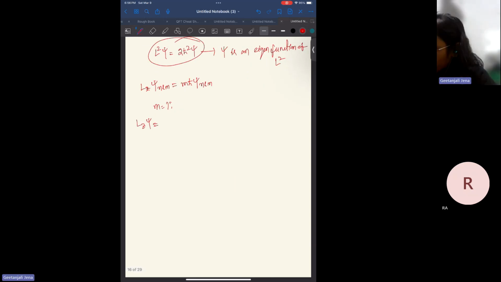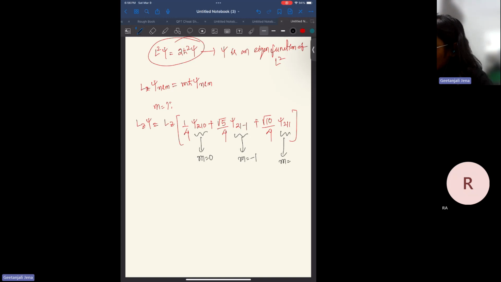So let me write down the psi first. So psi is 1 by 4 psi 210, root over of 5 by 4 psi 21 minus 1, root over of 10 by 4 psi 211. So if you see, the first one has m as 0, here m is minus 1, and here m is 1.